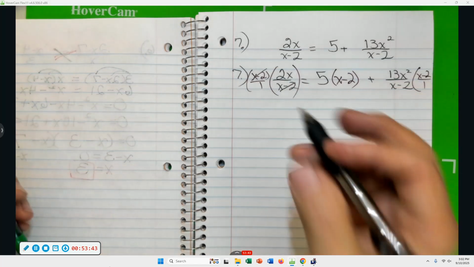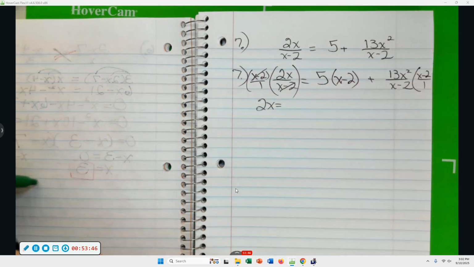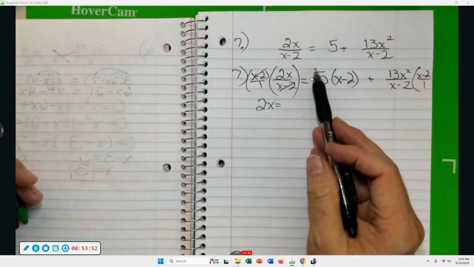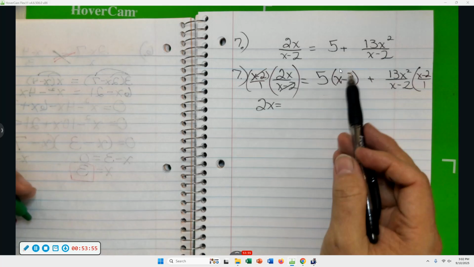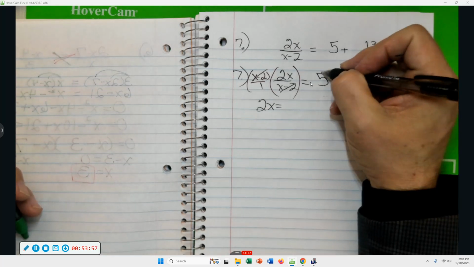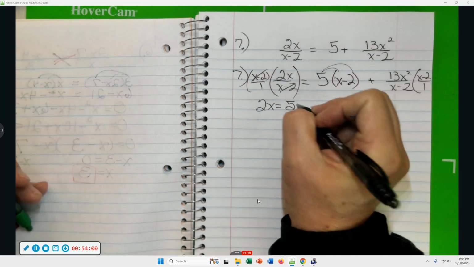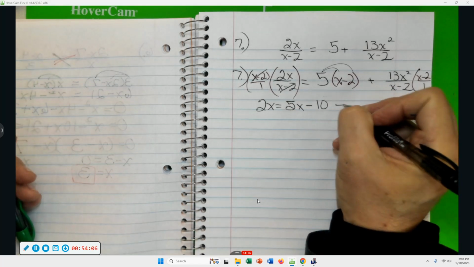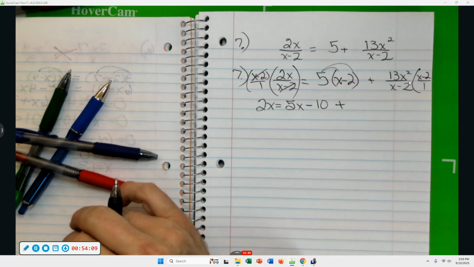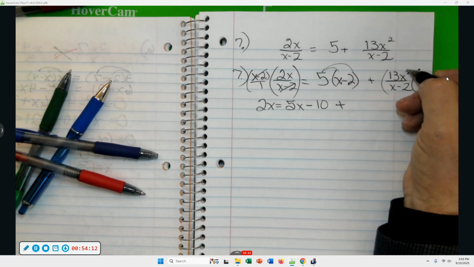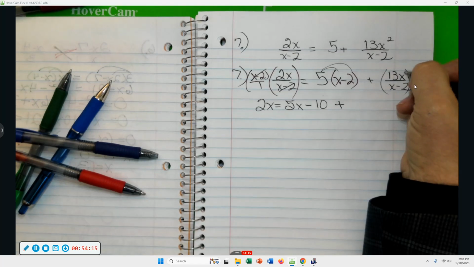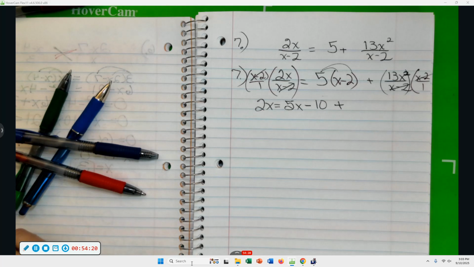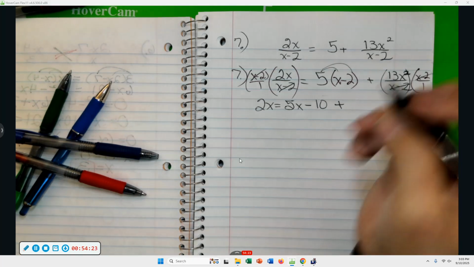Just 2x. 2x over 1 is just 2x equals, here, what's going to cancel? Nothing, because there's no fraction. Well, we can distribute, though, to give us 5x minus 10, I agree, plus this last product. What's going to cancel? Oh, that's a square there. The x minus 2 and the x minus 2 is going to cancel, leaving me what? 13x squared. Just the 13x squared.